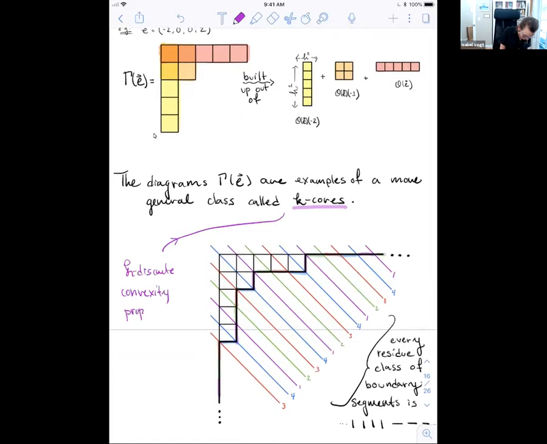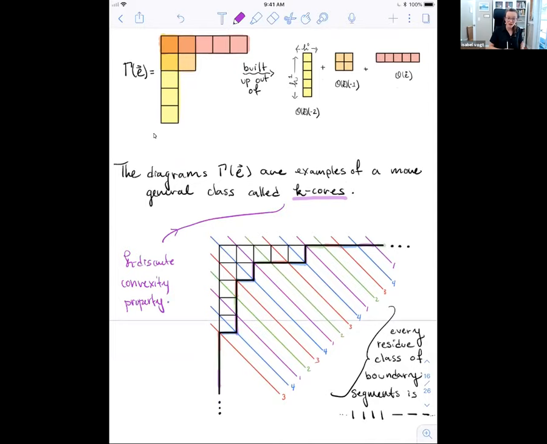What it says is that if I look at the boundary of my Young diagram, as I've drawn here, and I look in any residue class of boundary segments, which I've colored for you in this diagram, then every residue class of boundary segments is composed of an infinite sequence of vertical segments, of course, because it starts in this infinite vertical sequence, and ends with an infinite sequence of horizontal segments. But once the switch from vertical to horizontal happens, it never goes back. Just as an example, let's follow this blue one, or that's not a very interesting one. Follow this green one, it's vertical, vertical, horizontal, horizontal, horizontal, forever.